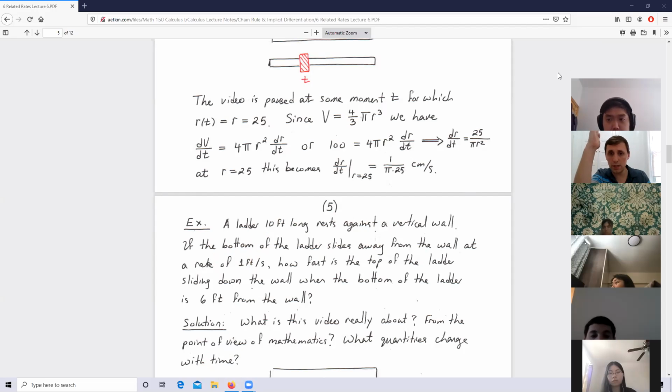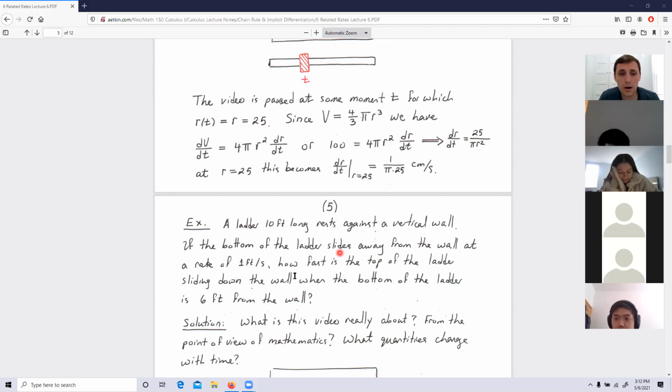Should I lean the ladder against the wall? And the bottom of it is moving. Here is the ladder against the wall, and the bottom is moving at a rate of 1 foot per second from the wall. You cannot see the top of it, but as it happens, it's dropping, right? So the tip of the ladder is going to go down. And the question is, at what rate is it going to go down when the bottom of the ladder is 6 feet away from the wall?